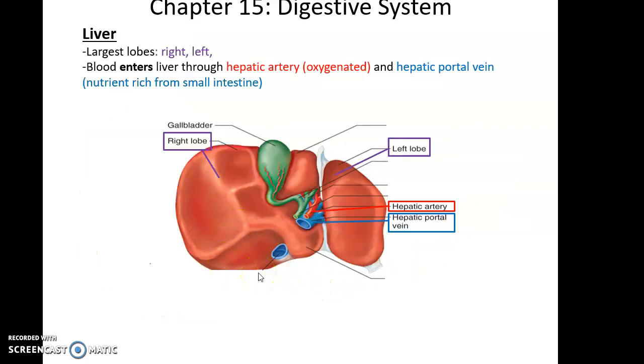The liver also has important access to the bloodstream. So it has the hepatic artery arriving with oxygen-rich blood. And it also has blood arriving via the hepatic portal vein, which is nutrient-rich blood. So the hepatic portal vein is coming from the small intestine, carrying the nutrients that have been absorbed by the small intestine directly to the liver.